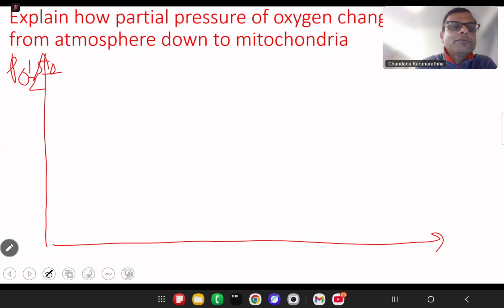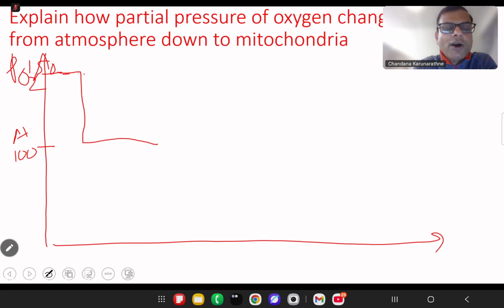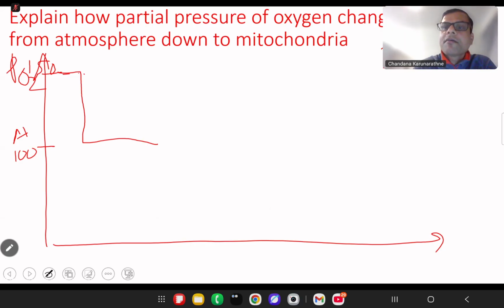And then even before absorbing anything, this level drops to what at the alveoli? 100. Now, how do you get 100? Why is it 100 there? What happens at the alveolar level? Dilute with carbon dioxide. Okay. Dilution with carbon dioxide. Anything else?